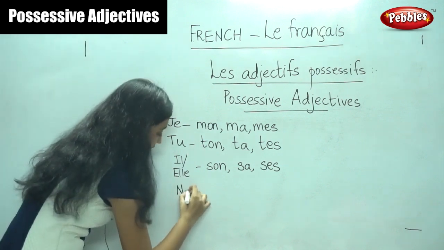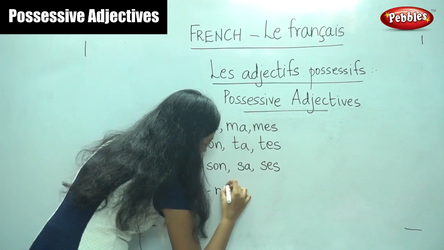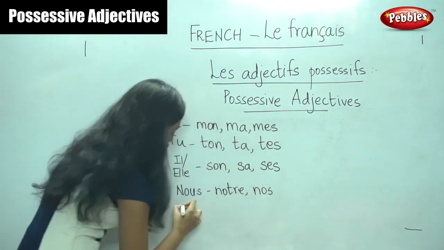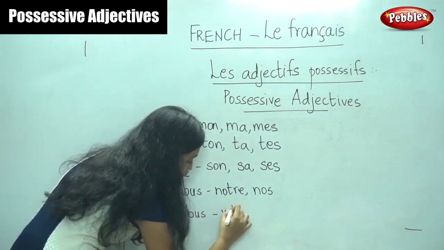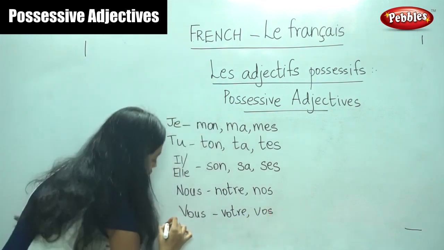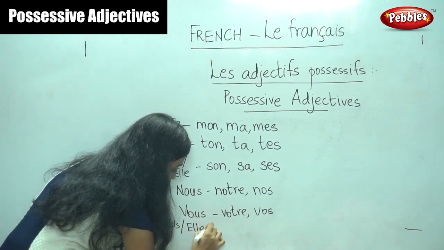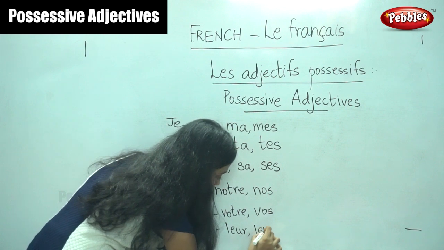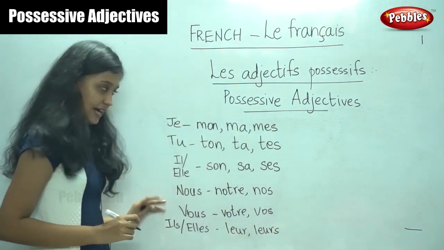For nous, we have two possessive adjectives. It is notre and nos. For vous, it is votre and vos. For ils and elles, we have two. They are leur and leurs. So these are the possessive adjectives.